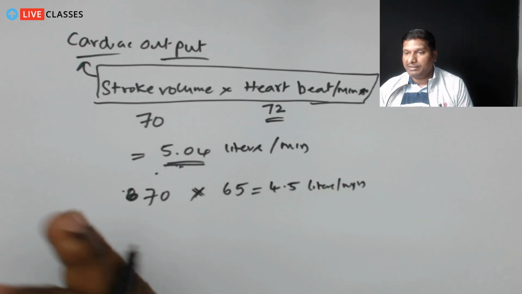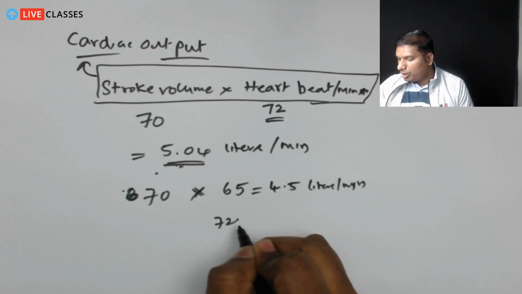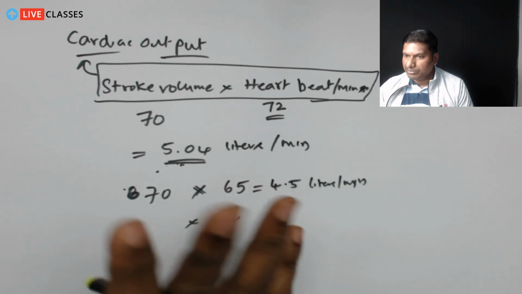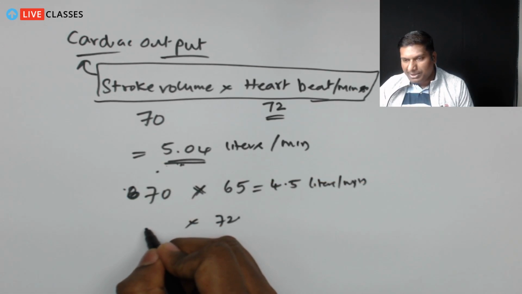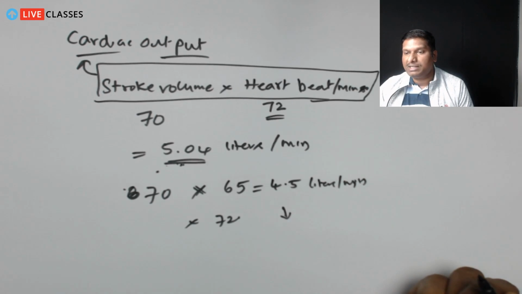And look at it the other way. Let's say the heartbeat is normal, but something is wrong with the ventricle, or the volume of the blood is less. Then also you will see a decrease in the cardiac output.